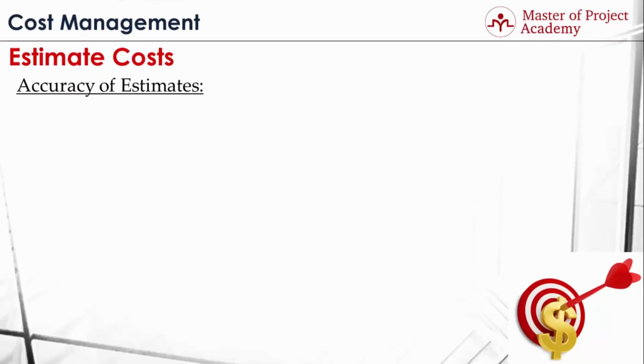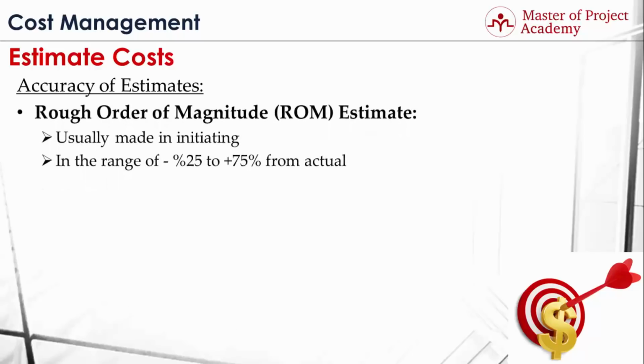Typically, there are 3 types of activity estimation ranges. We will go over these 3 types of estimates one by one. The first one is rough order of magnitude estimate, which is abbreviated as ROM.